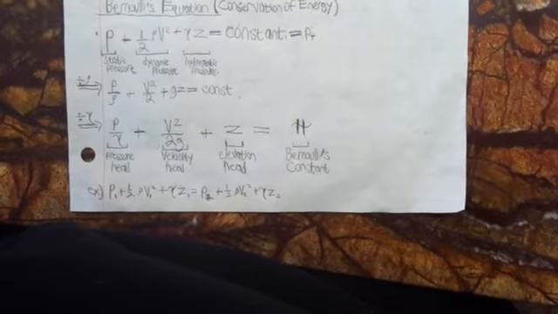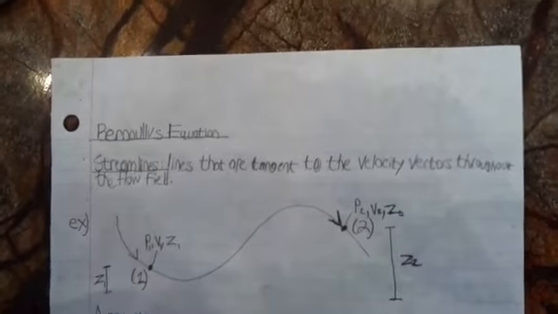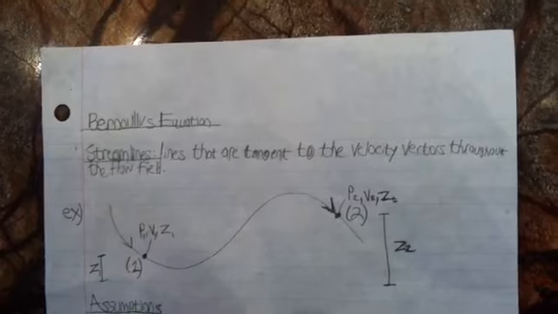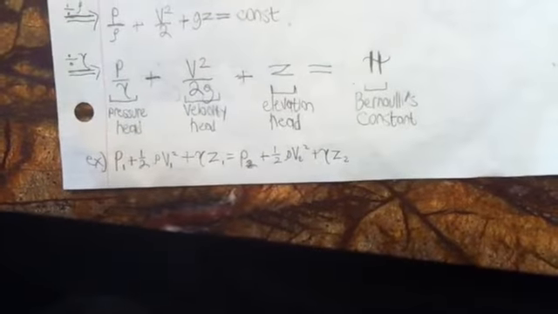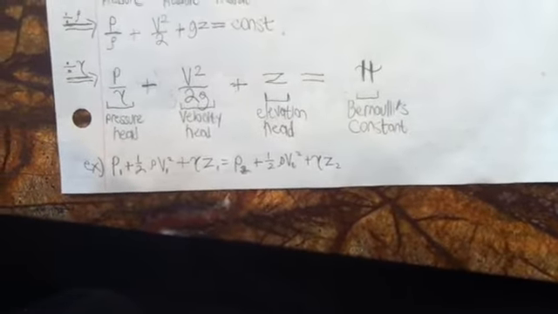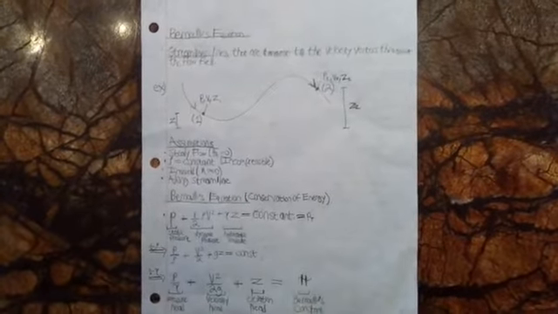From the example shown earlier, where we have 2 points along the streamline, how would these points be related? We have that equation shown here, where P1 plus 1/2 rho V1 squared plus gamma Z1 equals P2 plus 1/2 rho V2 squared plus gamma Z2. Again, this is all along a streamline, and this is the entire background necessary in order for Bernoulli's equation to be valid.